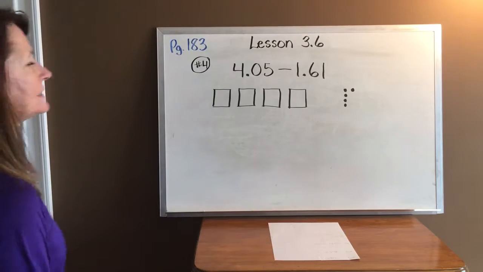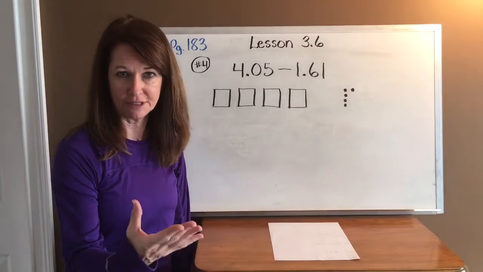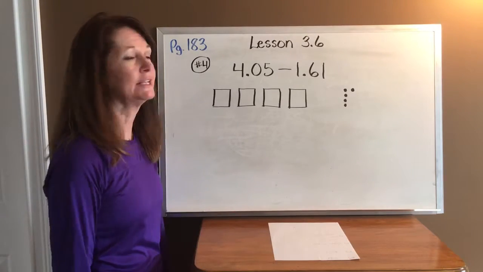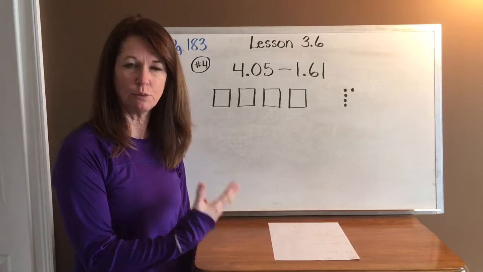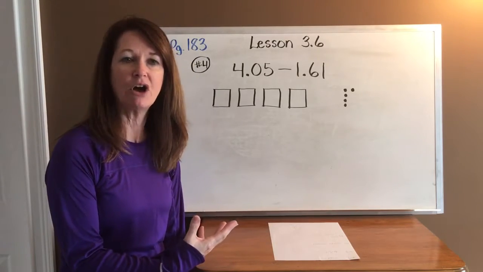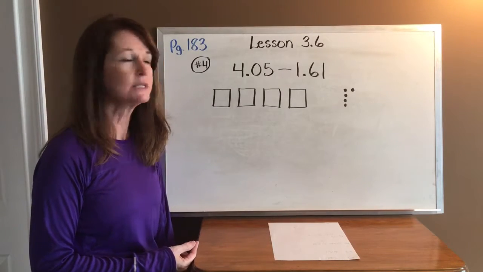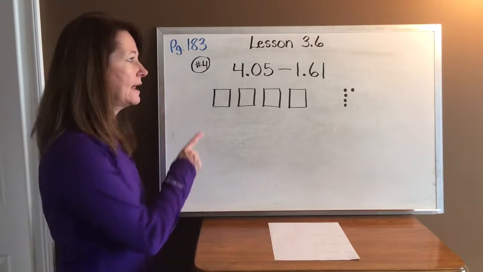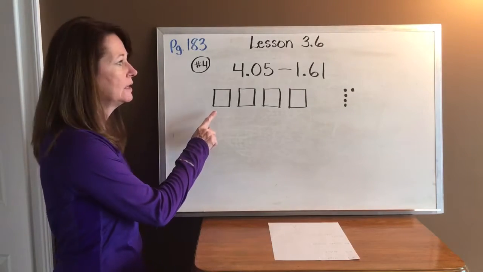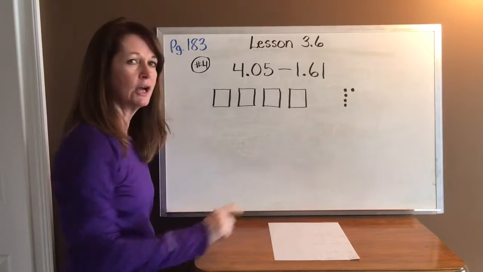All right, so on lesson 3.5, we were adding decimals and drawing them out. And on this one, as you can see, we have lesson 3.6, and now we're subtracting decimals, and we are drawing those out so that we can picture and see again what's going on. All right, so the numbers that we're using are 4 and 5 hundredths, and we're subtracting from that 1 and 61 hundredths. I have already drawn out our 4 and 5 hundredths.